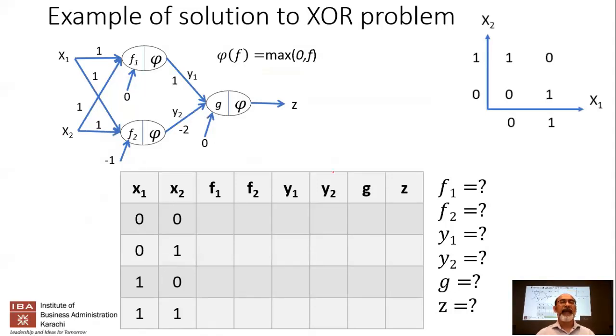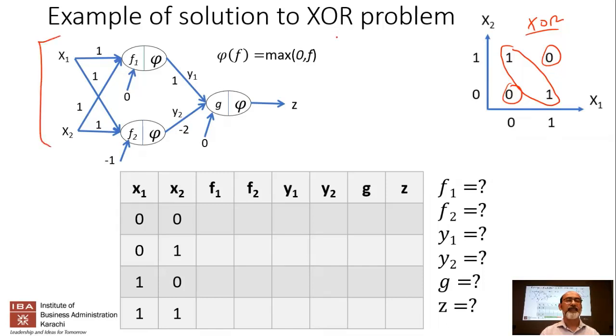And I found a solution, supposedly a solution, to this XOR problem. This is the XOR problem. Remember that you have these ones over here and you have these zeros over here. And my claim is that this particular 3 perceptron network solves this problem.